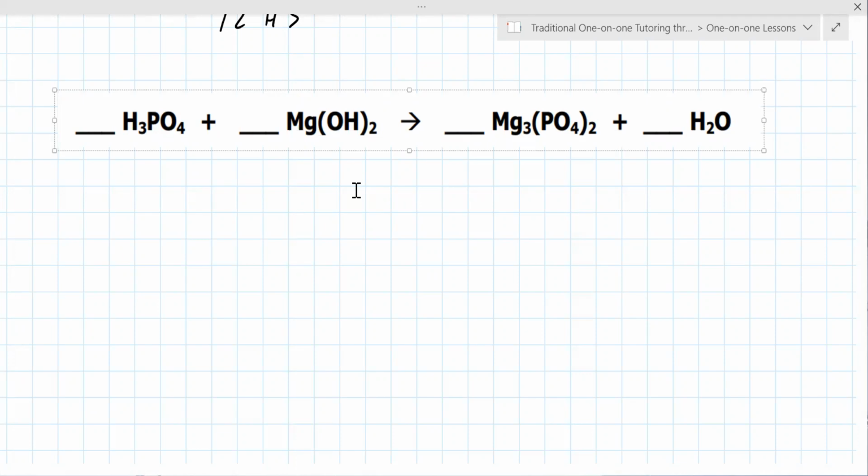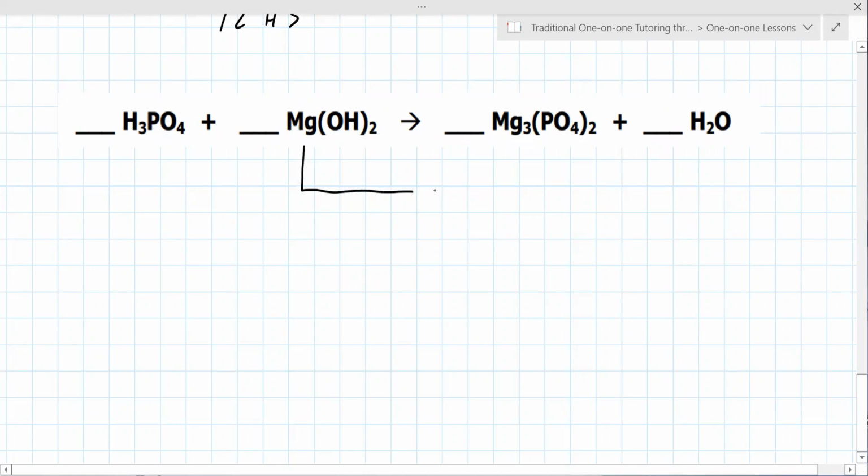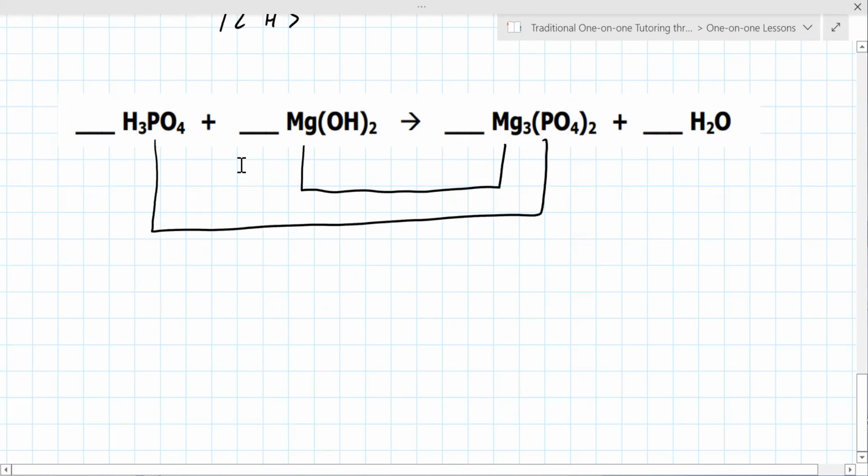Oh, all right. So when I look at this, I see that Mg is in one place on each side. That's really good. I see that P is also in one place, which is really good. But O is in two places. H is in two places, but it's only in one place here. So the rule here is to deal with H before O, because O is in two and two, or two on the left and two on the right. H is only in one place on the right.